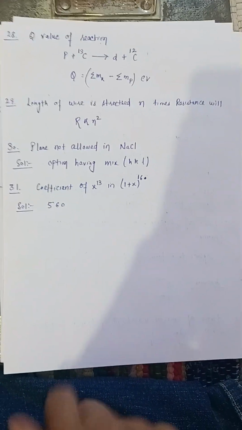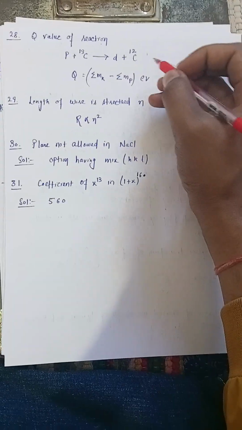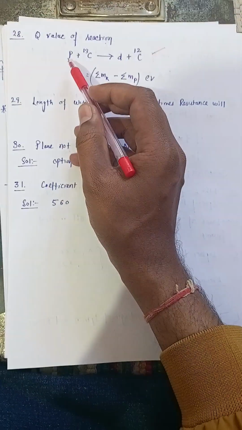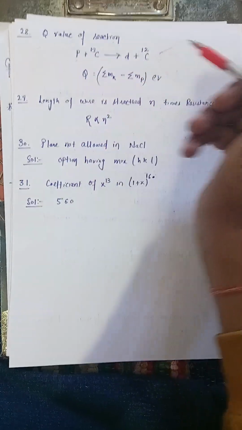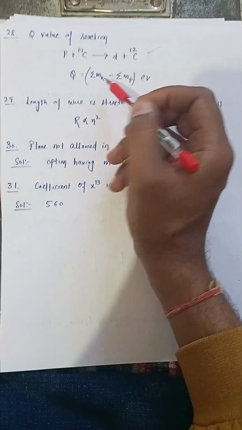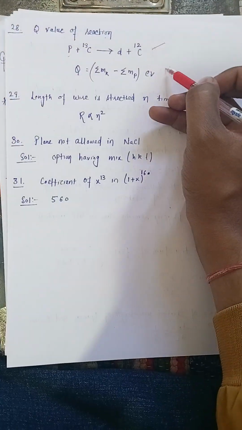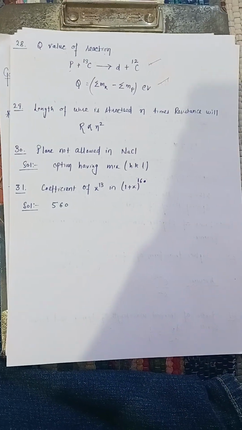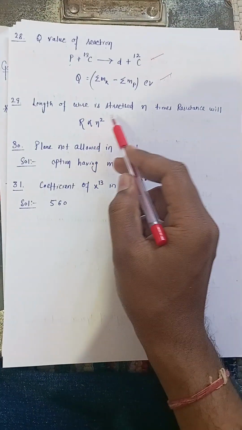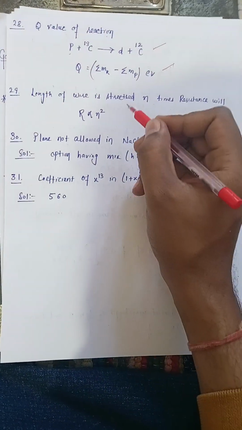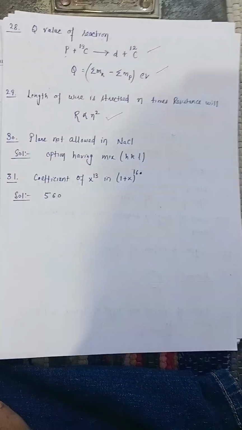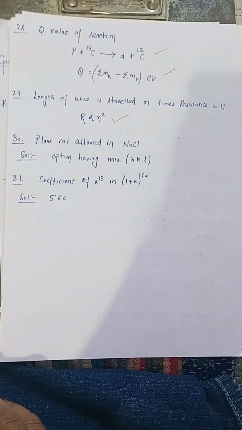So a reaction was given. This reaction was given, and energies of all the reactants and its products were given. Then we were asked to find the Q value of the reaction. So this was the correct answer. So length of a wire is stretched to n times. The resistance will be directly proportional to n square.